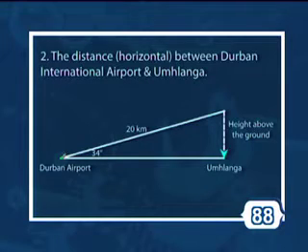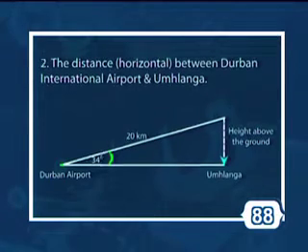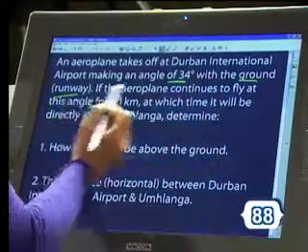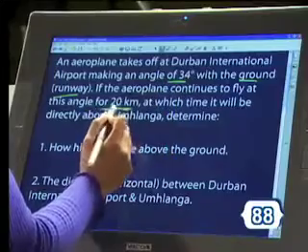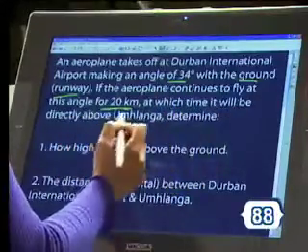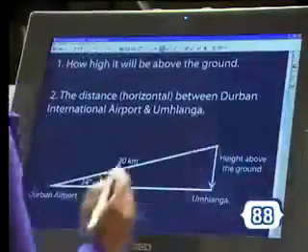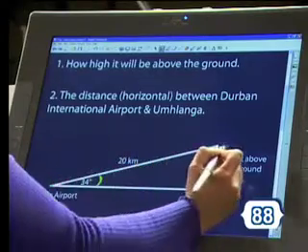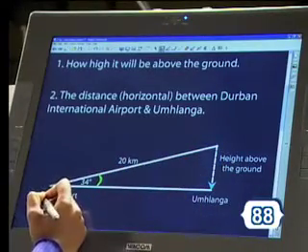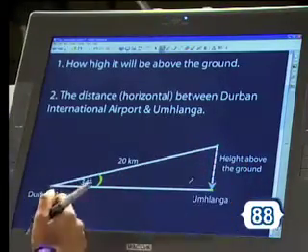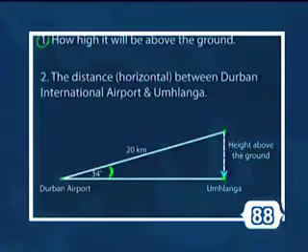Here we have Durban Airport, and we see that the angle that the aeroplane makes with the ground is 34 degrees. We are then told if the aeroplane continues to fly at this angle being 34 degrees, for 20 k's more, at which time it will be directly above Umhlanga. We then have to work out how high it is above the ground. So it travels at an angle of 34 degrees for 20 k's, which is what we've represented as the distance from Durban Airport, and then its height above the ground, where it's somewhere above Umhlanga. So what we need to work out in part 1 is how high it is at that point.